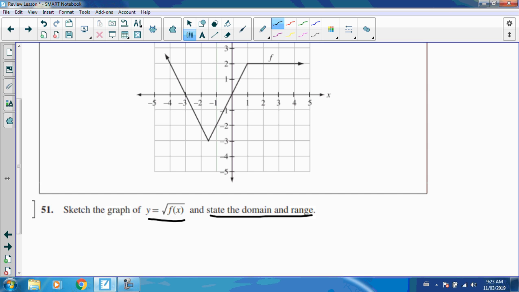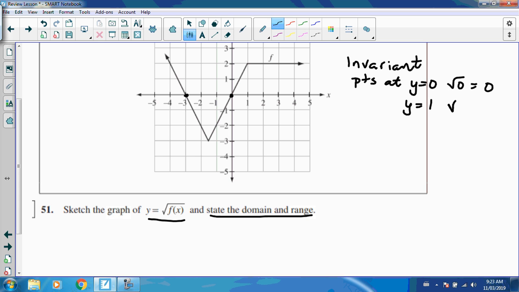Okay, so things to remember here are that the invariant points we want to start with. And invariant points occur at y equals 0 and y equals 1. Y equals 0, so there where I marked at the origin, and here at -3, and then also at y equals 1. Remember, that's because the square root of 0 is 0, and the square root of 1 is 1. So we have those invariant points there.